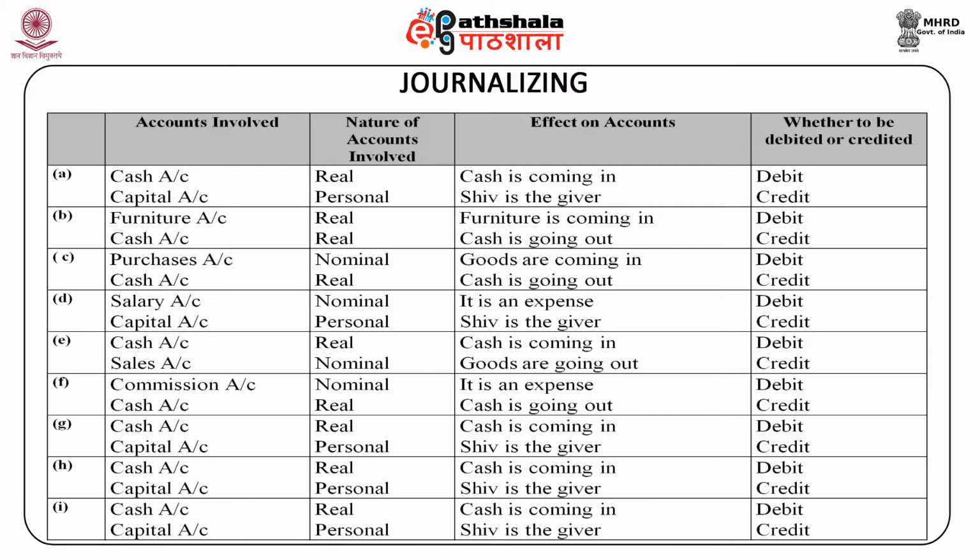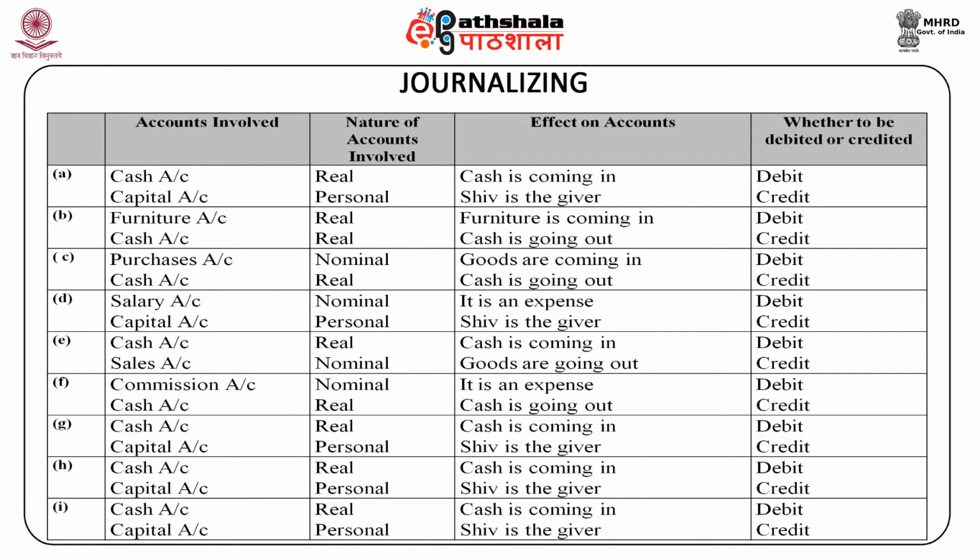E. Sold goods for cash. In this case, cash and sales accounts are involved, out of which cash is a real account and sales is a nominal account. So cash is coming in through sales, so it is recorded as debit, and goods are going out, so it will be credited.